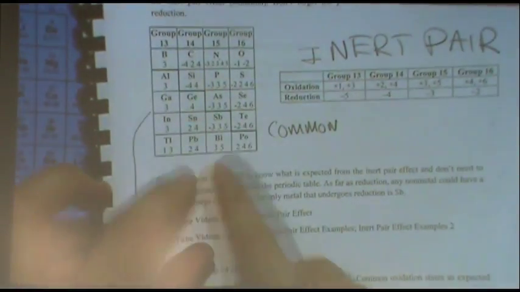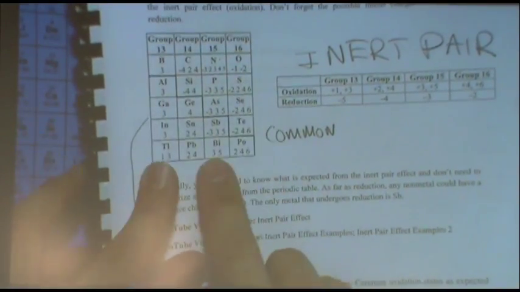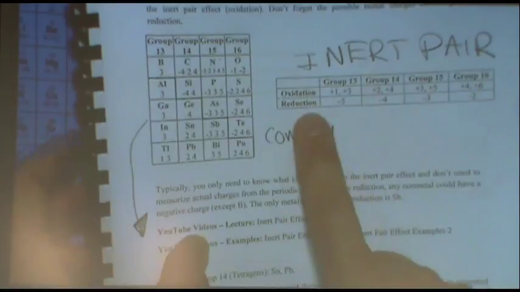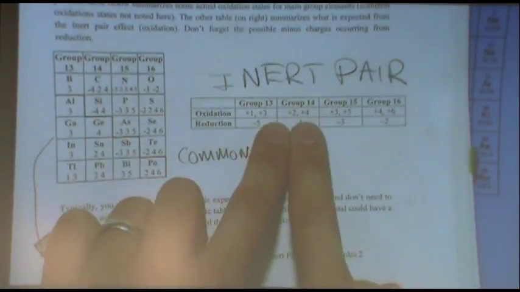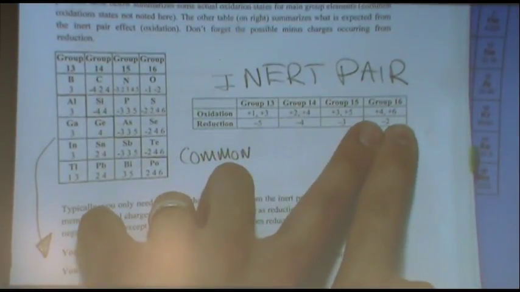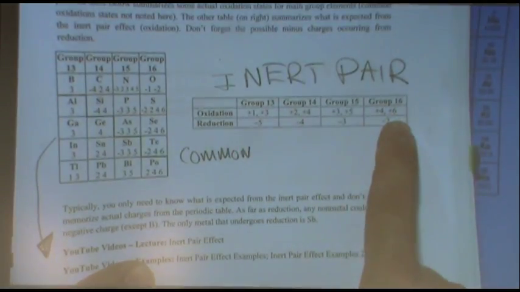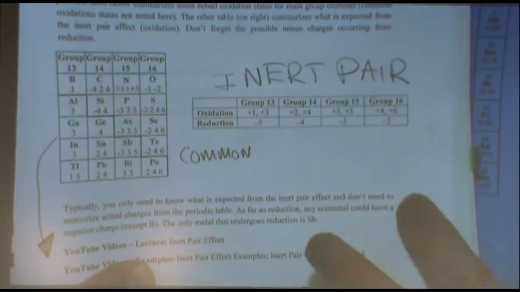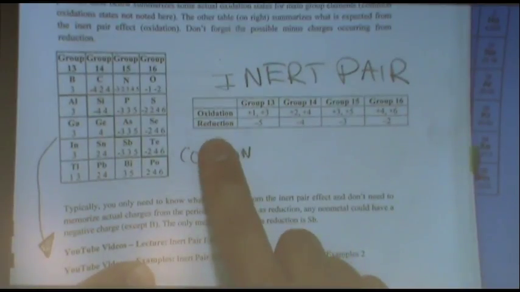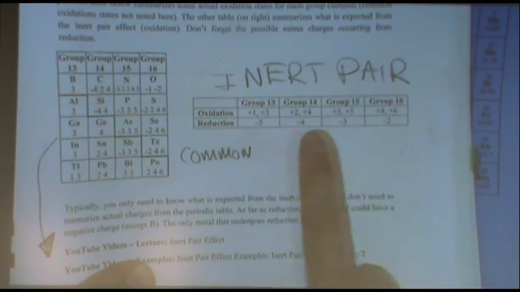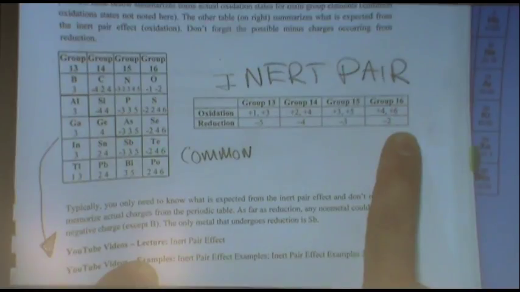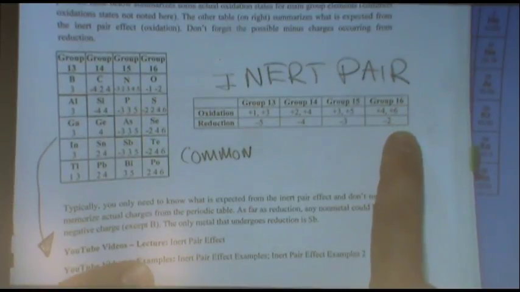No, no, no. These are just common ones for fun. This is here for fun. This is what I've just been telling you. 1 and 3, 2 and 4, 3 and 5, 4 and 6. Okay? The plus charges are for metals. If you have a metal, it would have a plus charge. That's an oxidation. If you have a non-metal, you'd expect a minus charge. If you have a semi-metal or metalloid, you'd expect both, because it could go from both directions.